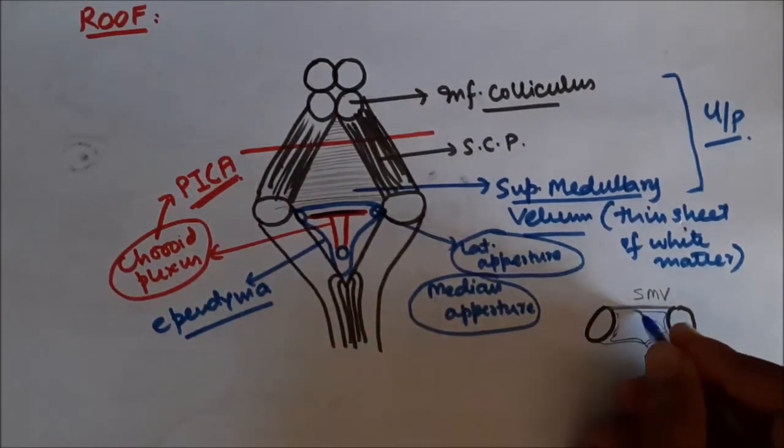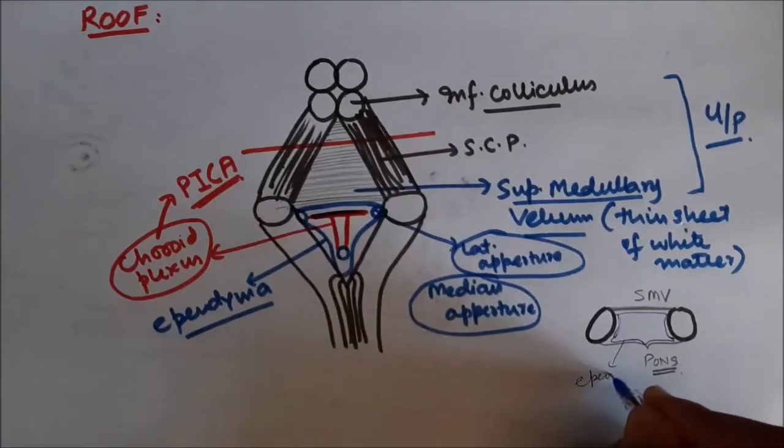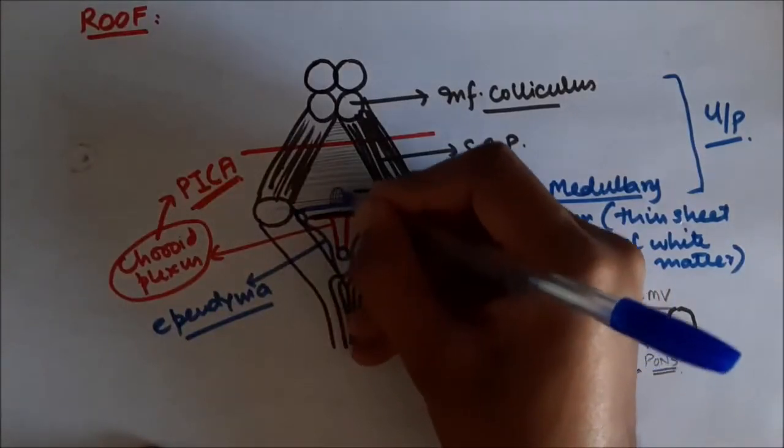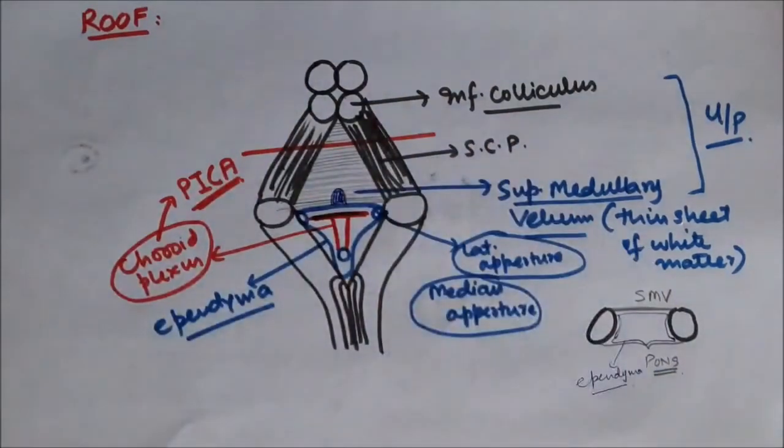So this is ependyma lining. So these are the structures. So this is the section at this level. Okay, this is the lingula, because the lingula, part of the cerebellum, is also present in relation to the roof of the fourth ventricle.